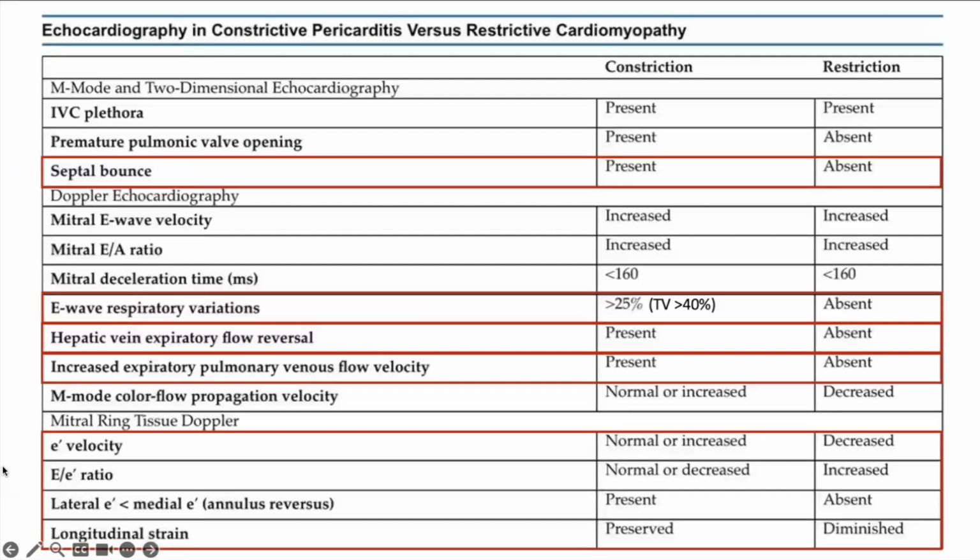This is a table where you can see there are a lot of similarities between constriction and restriction, but there are also some findings that you find in constriction but not restriction. For example, the septal bounce. The septal bounce is not the same as interdependence, and I have a picture to show you after. You get respiratory variation with constriction but not restriction. Pulmonary venous flow velocities are higher with constriction, but absent with restriction. And then the mitral ring tissue Doppler, very important. This is what we just talked about.